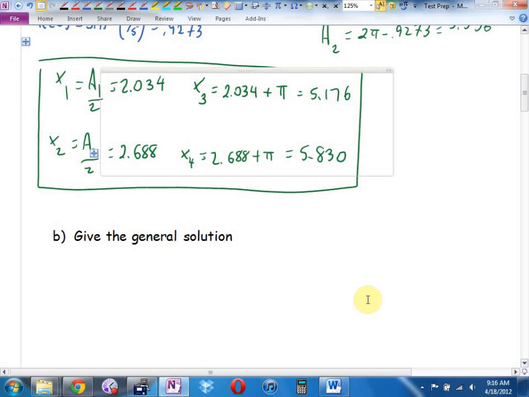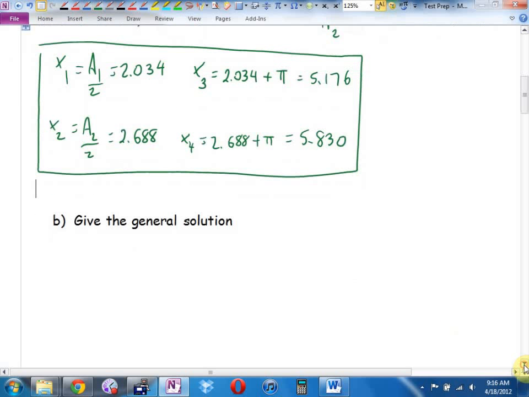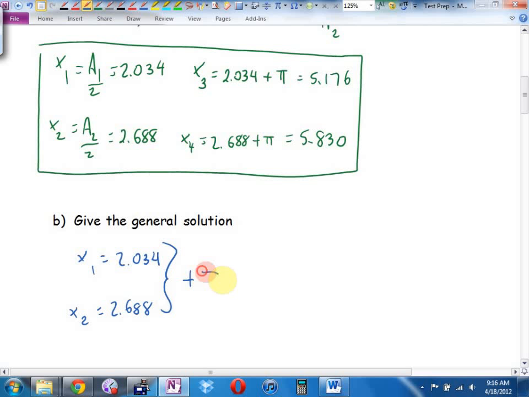B says, give the general solution. Okay. My first x, my second x, plus multiples of the period, where n is an integer. That will generate all of them. Shannon, am I wrong? Or Nicole, am I wrong? No? Oh, okay.